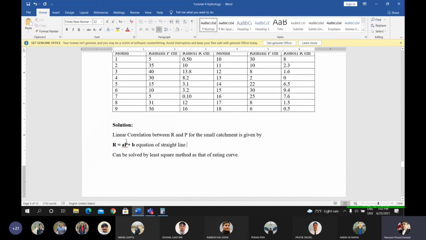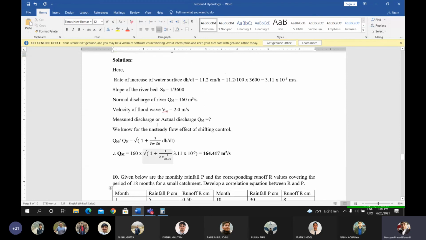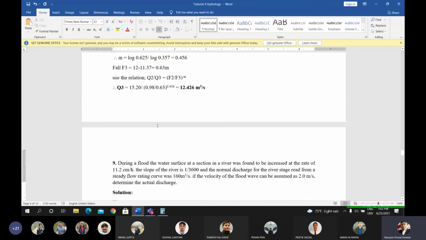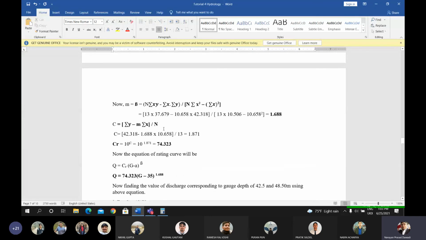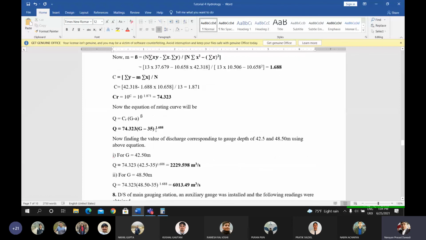After finding the value of a, the value of b can be calculated. You can use the same equation here as for the alpha a. This beta equation is used for the c, and this for the b. This c equation is used: summation y minus beta summation x divided by n. Okay, this equation can be used for x.